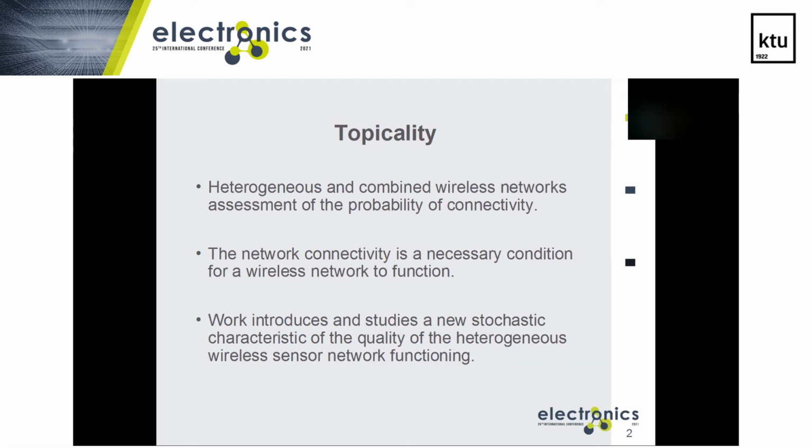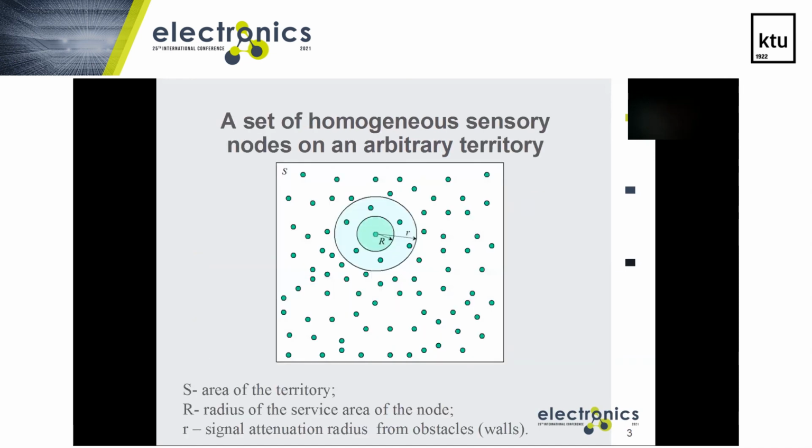Our work studies a new stochastic characteristic of the quality of a heterogeneous wireless sensor network, its functioning, which expands the concept of connectivity. Our work shows the calculation of heterogeneous and combined wireless networks such as Zigbee, Wi-Fi, and 5G networks. To assess the connectivity of a wireless sensor network and its viability, it is advisable to use indicators that consider the probabilistic topology of such networks.